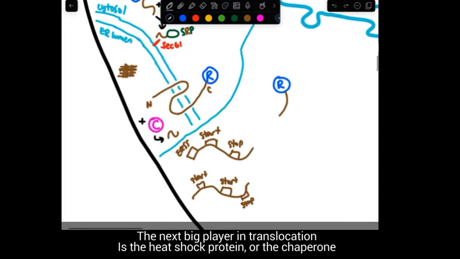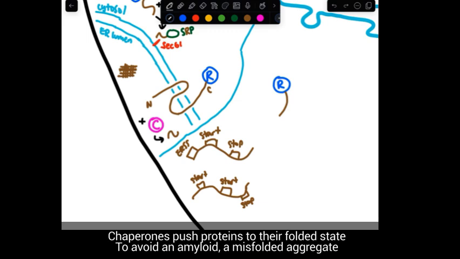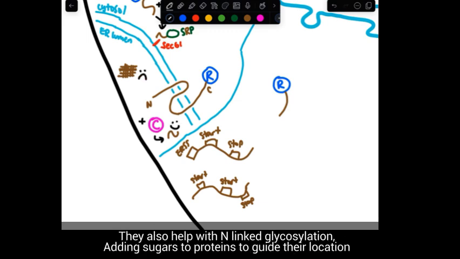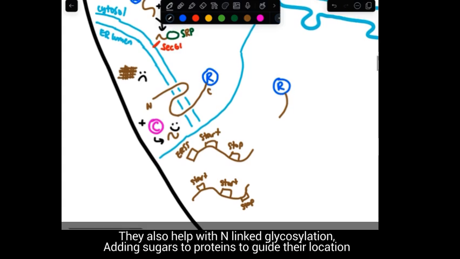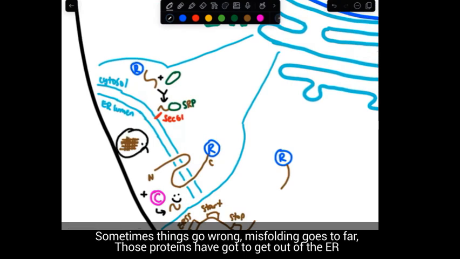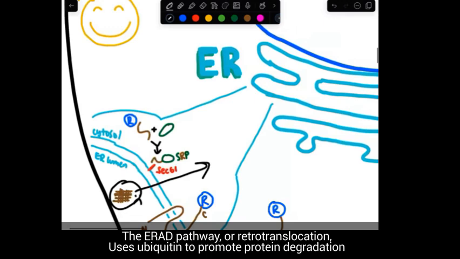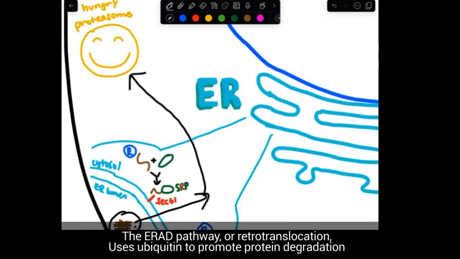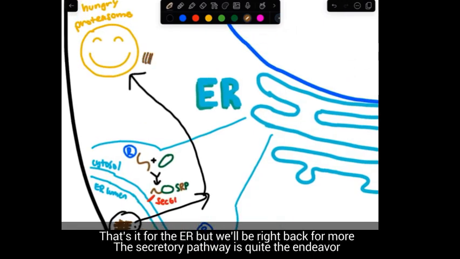Next big player in translocation is the heat shock protein, or the chaperone. Chaperones push proteins to their folded state to avoid amyloid and misfolded aggregates. They also help with N-linked glycosylation, adding sugars to proteins to guide their location. Sometimes things go wrong and misfolding goes too far; those proteins have got to get out of the ER. The ERAD pathway, or retrotranslocation, uses ubiquitin to promote protein degradation. That's it for the ER, but we'll be right back for more.